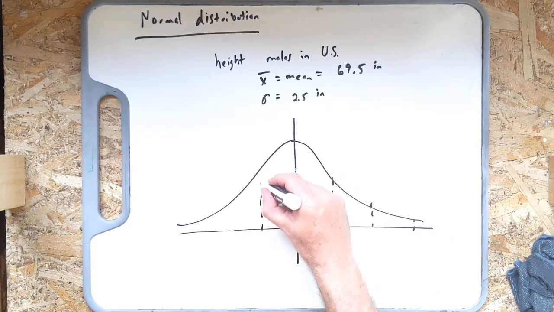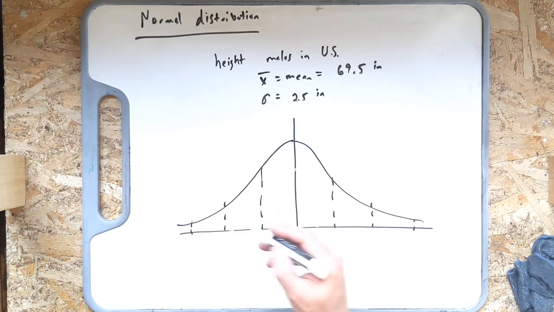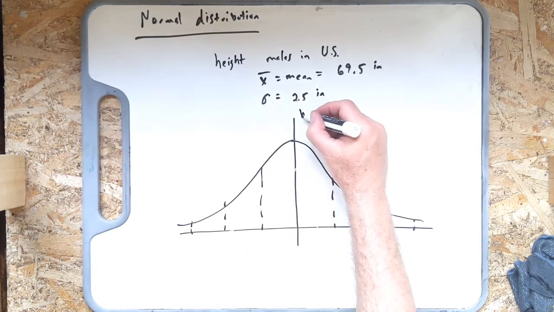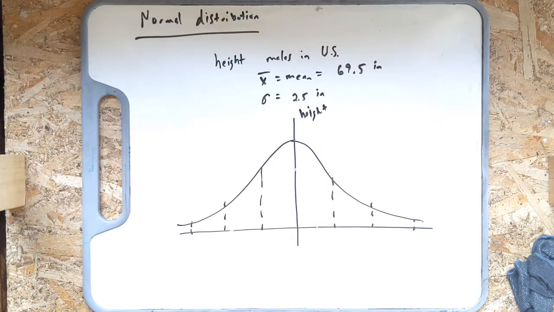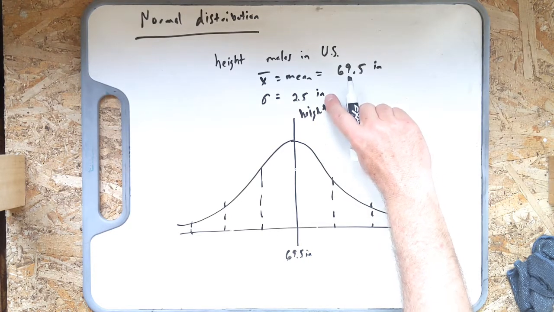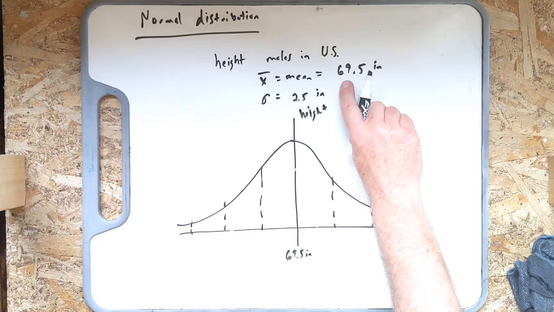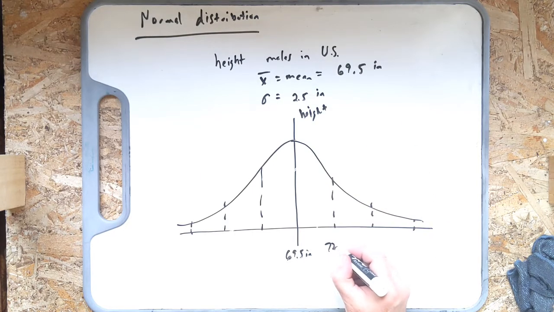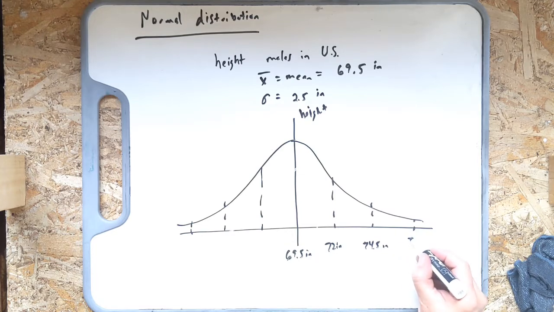Try to make this symmetric as best you can. Okay, so here's my height. This is going to be height. The average is 69.5 inches. The mean is in the middle. Then one standard deviation is 2.5. So I'm going to go up 2.5 from here. And 2.5 from here is what? 72 inches. That's one standard deviation up. And then I'll go another 2.5, 74.5. And then I'll use another 2.5 to get finally 77 inches. Hopefully that is right. Yeah, I think that's right.